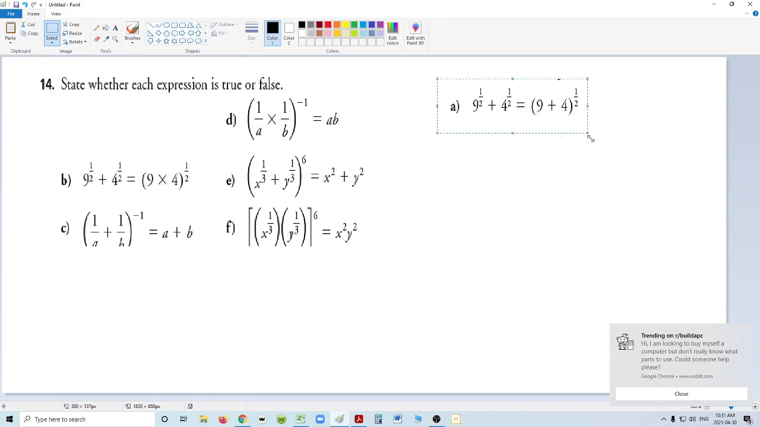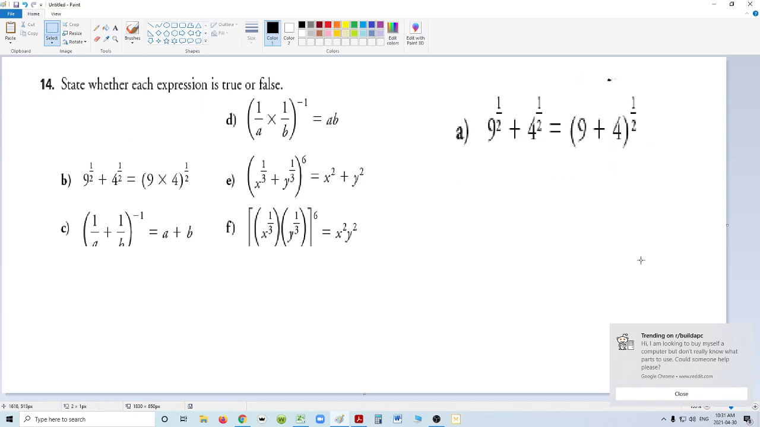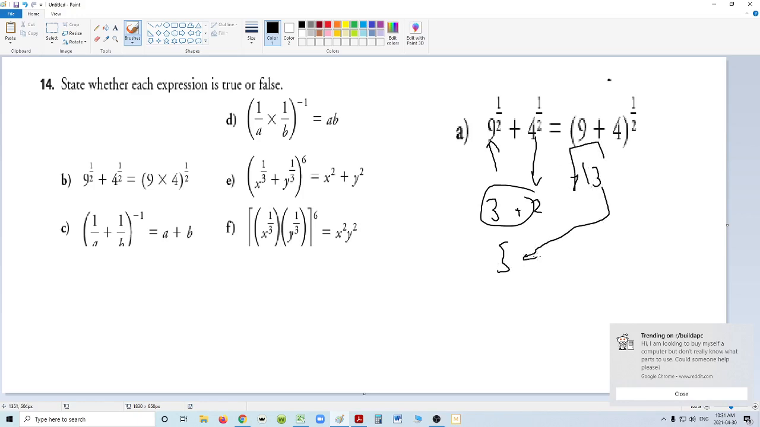This is false. You're not allowed to do that. This is very easy to see if you take numbers that are solvable instead. Well, look, they are solvable. That's why they gave it to us. What's 9 to a half? It's 3. What's 4 to the half? It's 2. What's 3 plus 2? 5. But 9 plus 4 is 13. What's the square root of 13? It's certainly not 5.